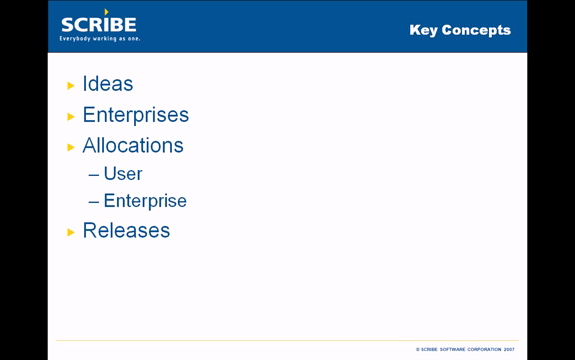A release is basically a version of the product. For example, at the time of this webcast, Scribe Insight is currently at release 6.2.2, and in a couple weeks' time, we'll be releasing release 6.3.